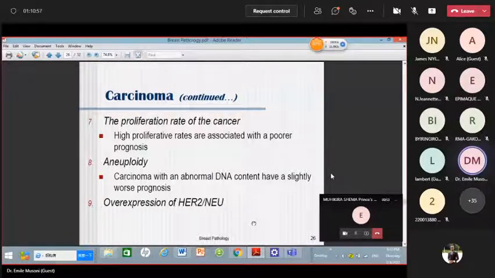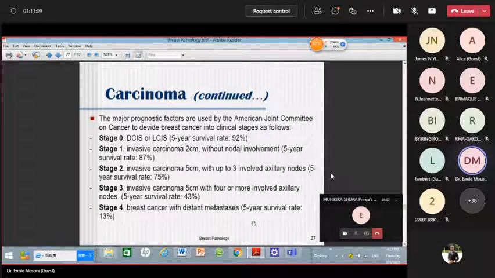Okay, we are just about saying the staging of the cancer. Prognosis also depends on the stage. Early stage, they have good prognosis. Advanced stage, they have poor prognosis.